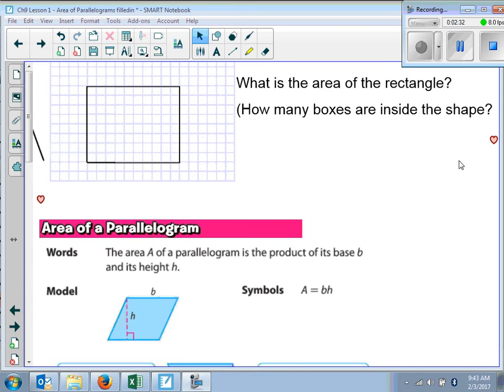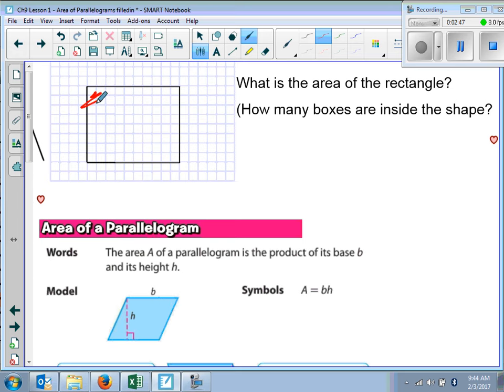So the first thing I want to talk about is the area of a rectangle. Now this was not part of the textbook. This is just a review of what you should already know. So when we're looking at the area, what are we looking for? The stuff inside, right? Okay, so here, when we're looking at the area, we want to see how many boxes we can fit inside this rectangle, right? So you just want to find out how many squares we have in this shape, right?